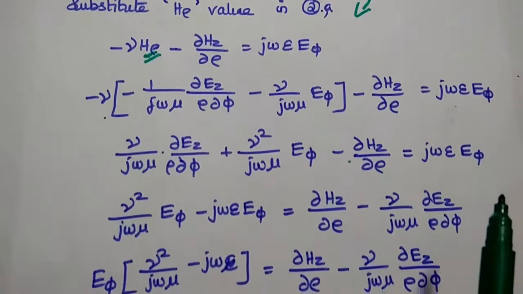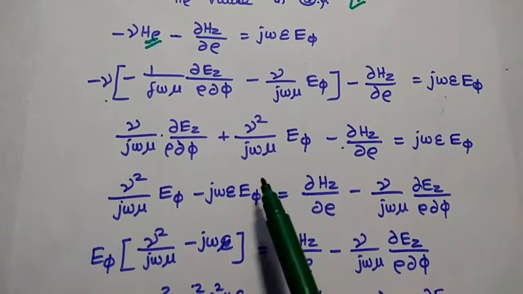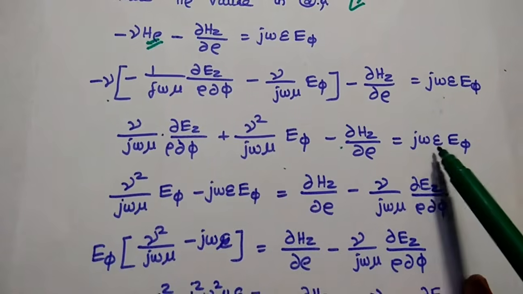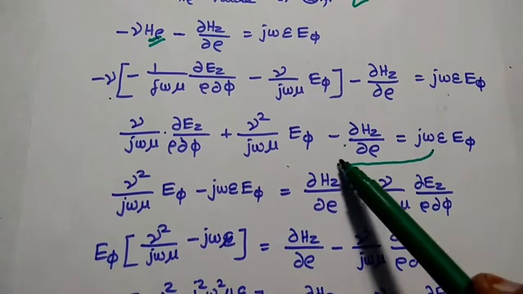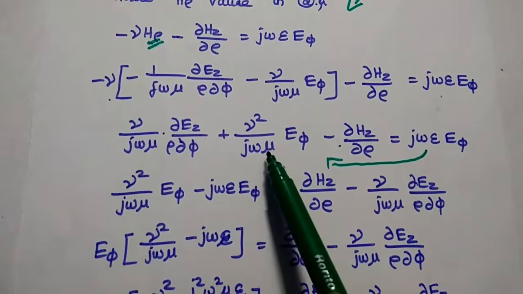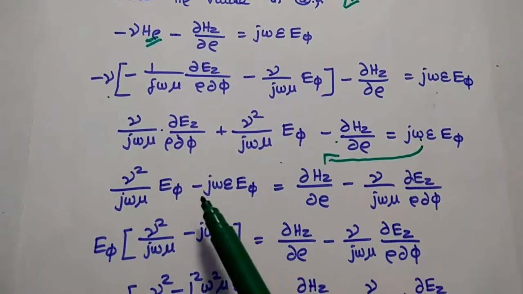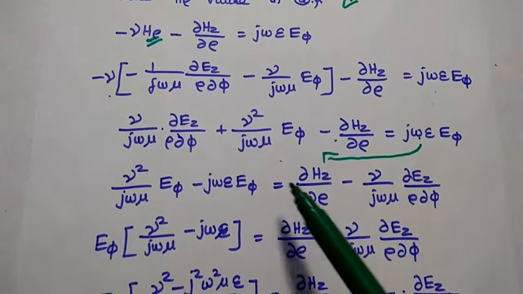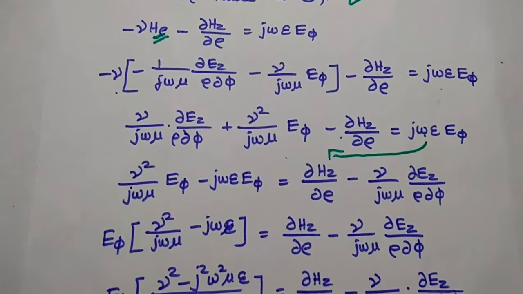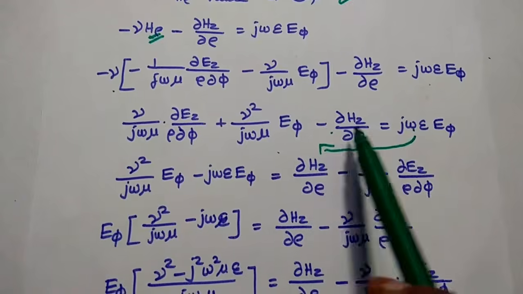So what are we going to find out? We are going to find out the E phi value. For that we can keep all the E phi values on one side. So we are going to move this j omega epsilon E phi to this side. Here we get gamma squared by j omega mu E phi. This term becomes minus here, so minus j omega epsilon E phi is equal to, so we have to move all other terms to the other side. So this term becomes minus, here it becomes plus.